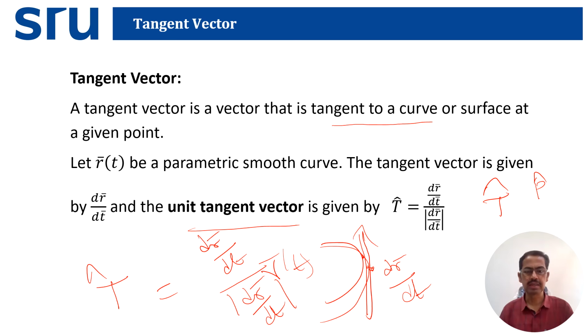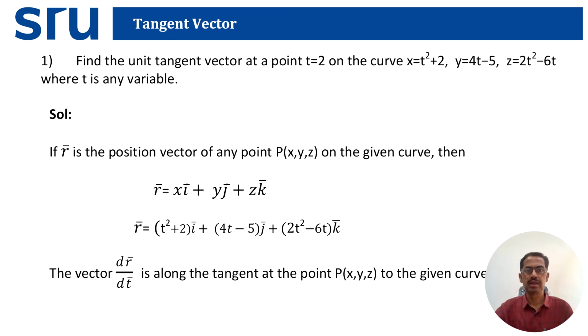The tangent vector touches the smooth curve in one direction at one point. R bar is a position vector, then its tangent vector is dr bar by dt, and the absolute value of dr bar by dt gives the magnitude of the tangent vector. Next, let's take some problems.